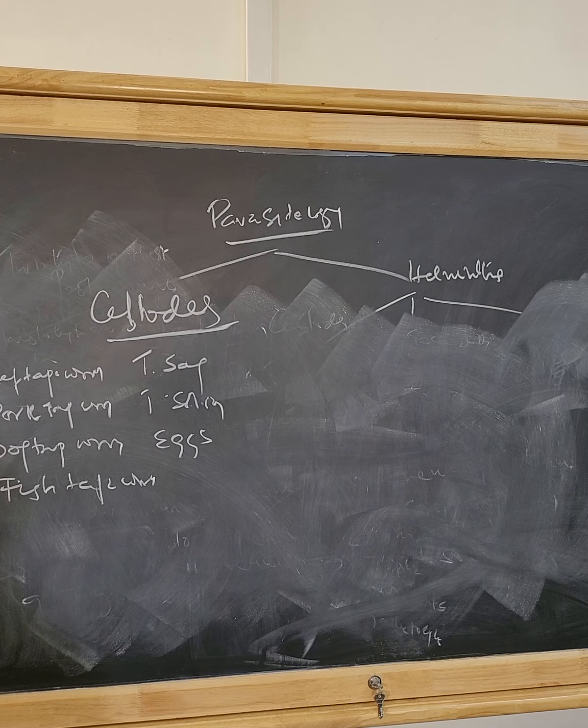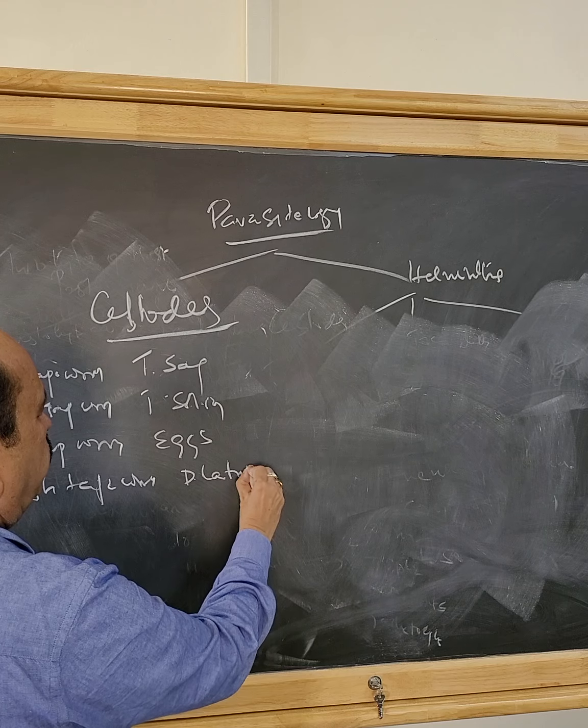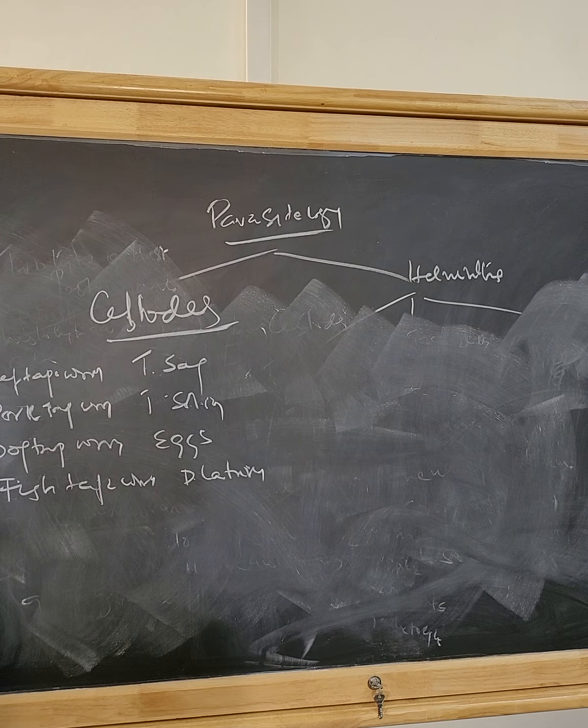Then you have the fish tapeworm. The fish tapeworm has two intermediate hosts, cyclops and fish. It is called Diphyllobothrium latum.